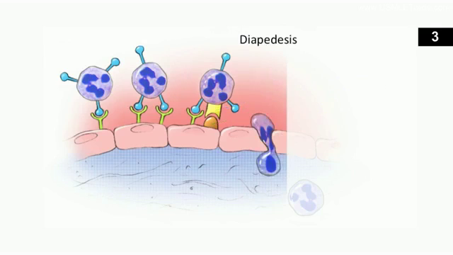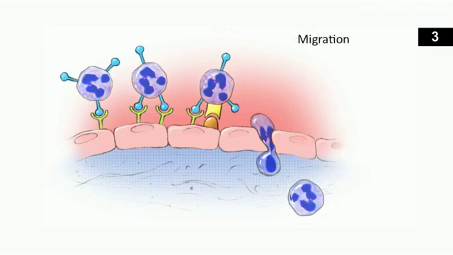Step 3 is diapedesis. So this is where the leukocyte works its way between endothelial cells and escapes the blood vessel. Now, PCAM1 is the molecule involved here. PCAM1 is found on the intercellular junctions between endothelial cells and also on the neutrophils and monocytes and even platelets. And then step 4 is migration, where the leukocyte travels through the interstitium to kind of wherever it needs to go, so the site of injury or inflammation.